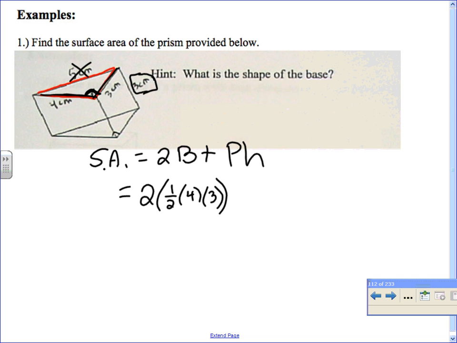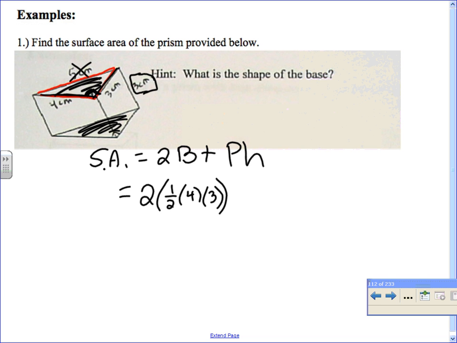No, this is the height of the prism. This is how tall the prism is. This is the base. This is the base. Right now, we're just focusing on the area of the base. You're not looking at this yet. That's the height of the prism. That's how tall the prism is, just like on the rectangular ones.